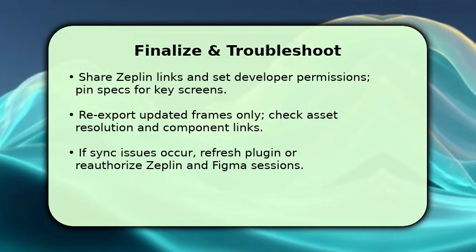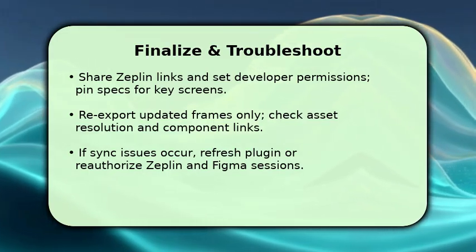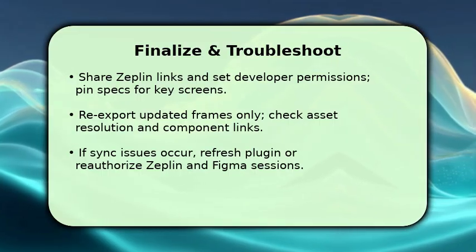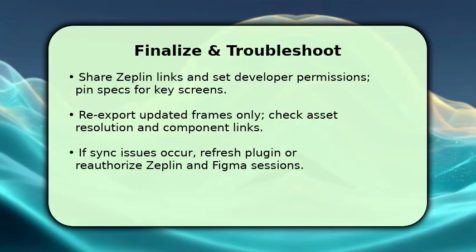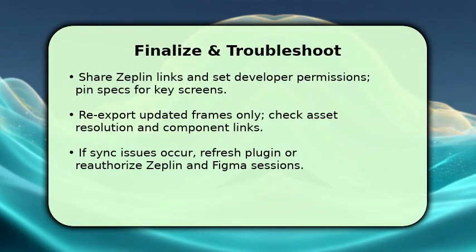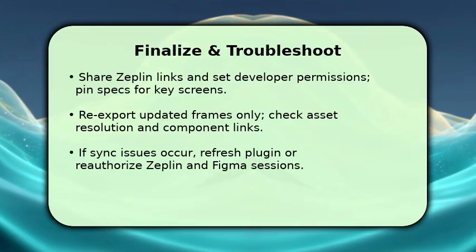If things go wrong, try the key troubleshooting step. Refresh the Zeplin plugin and reauthorize the connection between Figma and Zeplin, then re-export. This resolves most sync and missing asset problems, ensuring your handoff stays accurate and efficient.